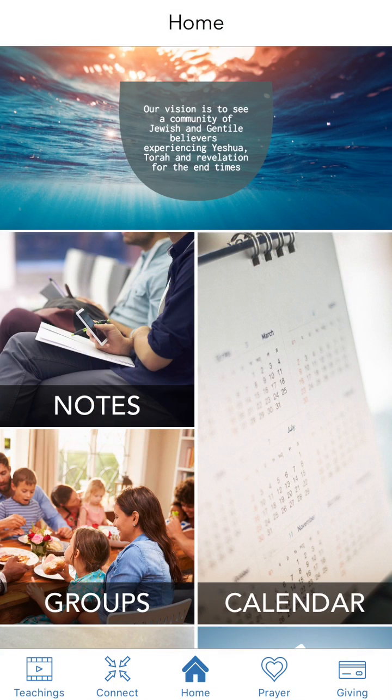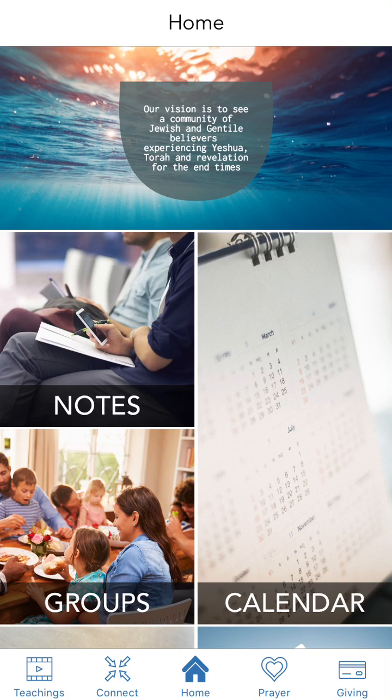So it shows you the splash screen and you're taken right into the home section. If you look at the bottom of the screen, you can see that there's five tab icons: Teachings, Connect, Home, Prayer, Giving. From anywhere in the app, you can access any of those sections. But most of the other sections that you're going to want to access are going to be here in the home section. So let's start going through these tiles.